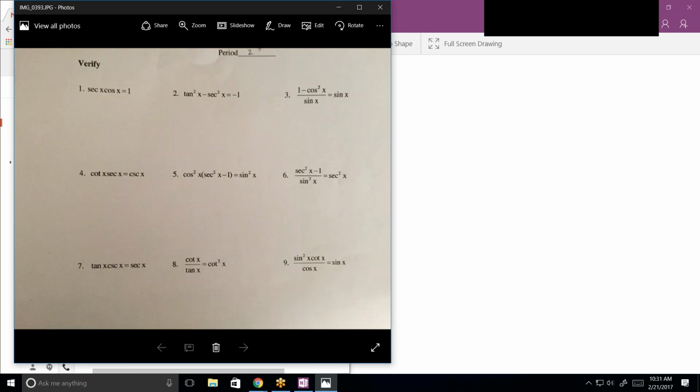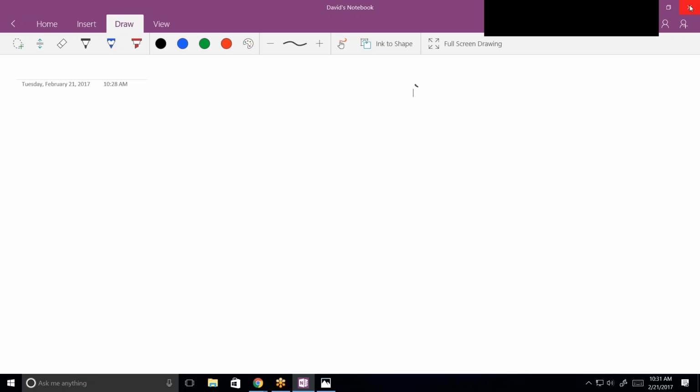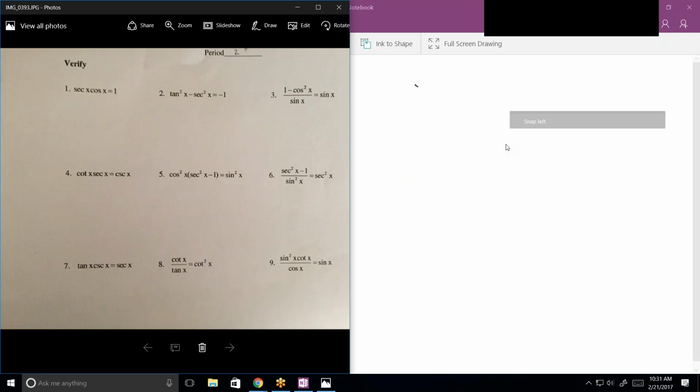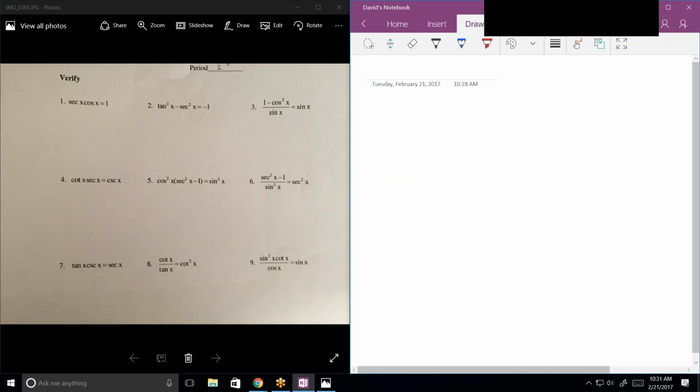Okay? So, hold on. Let me get this right here. I want that on the left and that on the right. Okay, so secant cosine. That's supposed to equal 1. Can we make it equal 1?